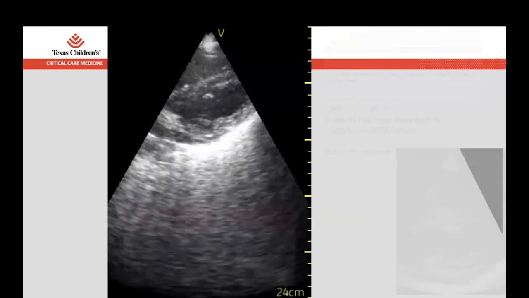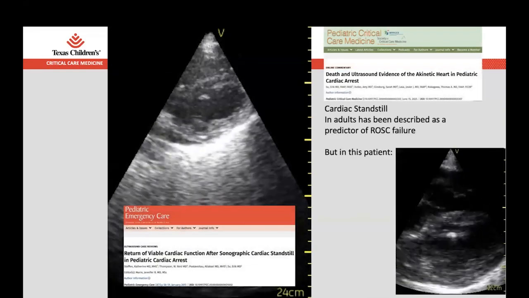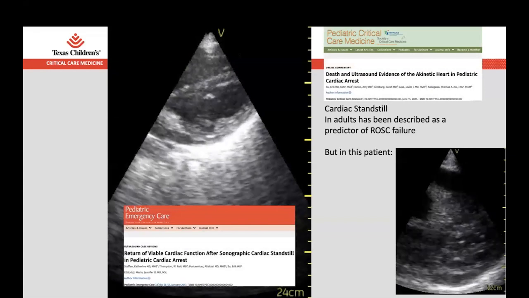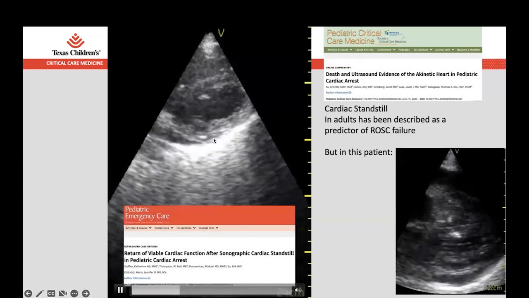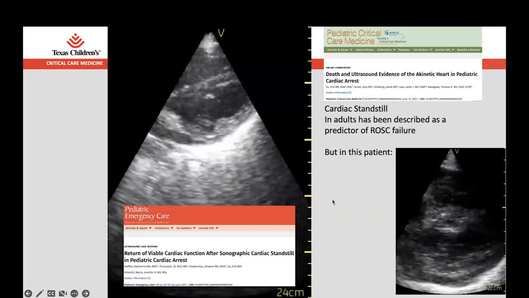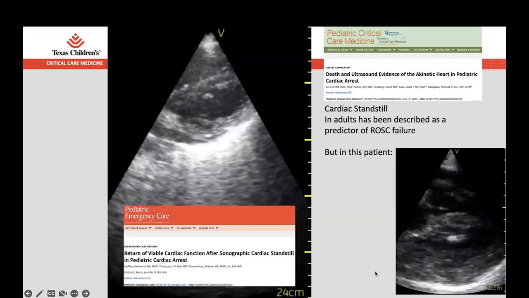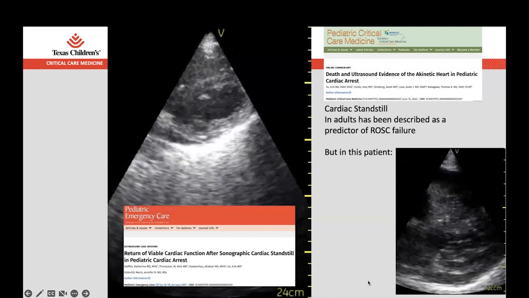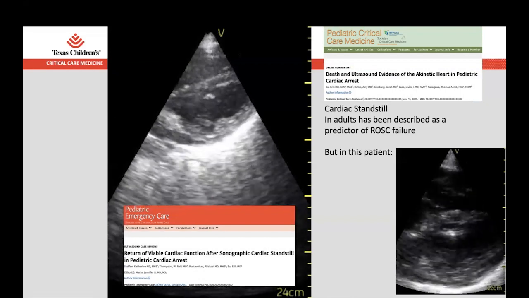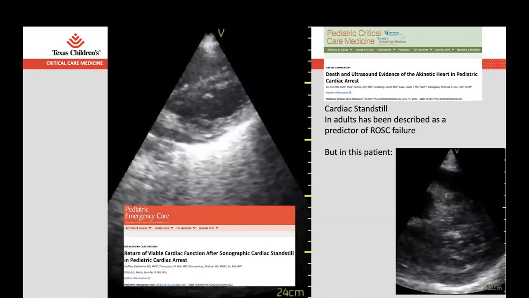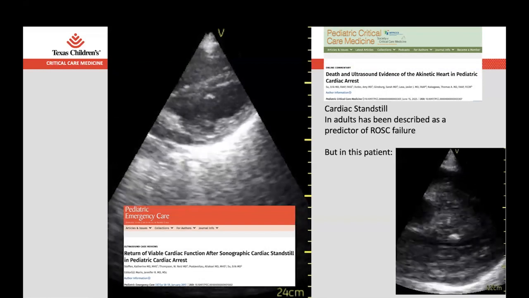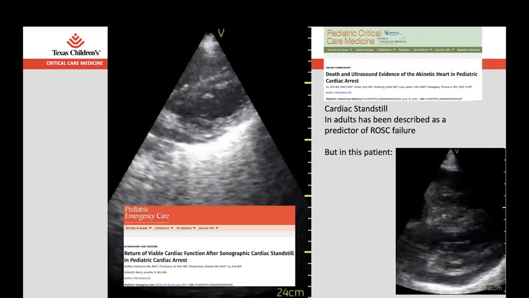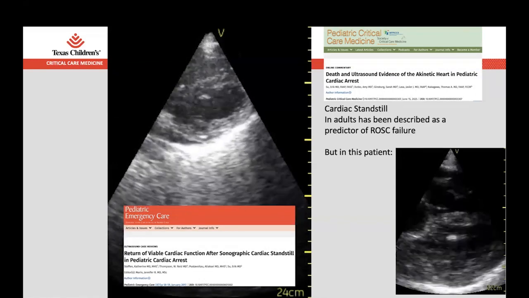And so we actually ended up putting this kid on ECMO because we had already committed to it. This image of standstill was obtained while we were cannulating. And after we cannulated, this is what happened to the heart. He had recovery of function. In adults, it's been described as a predictor of ROSC failure. In children, I would say this really needs to be reevaluated.